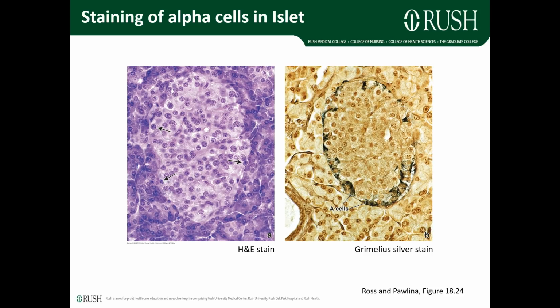On this slide, the left-hand panel shows H&E stain, which can distinguish the islets from the surrounding exocrine acini here, but is not able to resolve different cell types within the islets. Special stains, as shown on the right side, or immunohistochemistry are required to identify specific cell types. In this case, the alpha cells are being highlighted by this particular silver stain. You will not be held responsible for identifying different cell types within the islets in practical, but you should know their function for the written test.